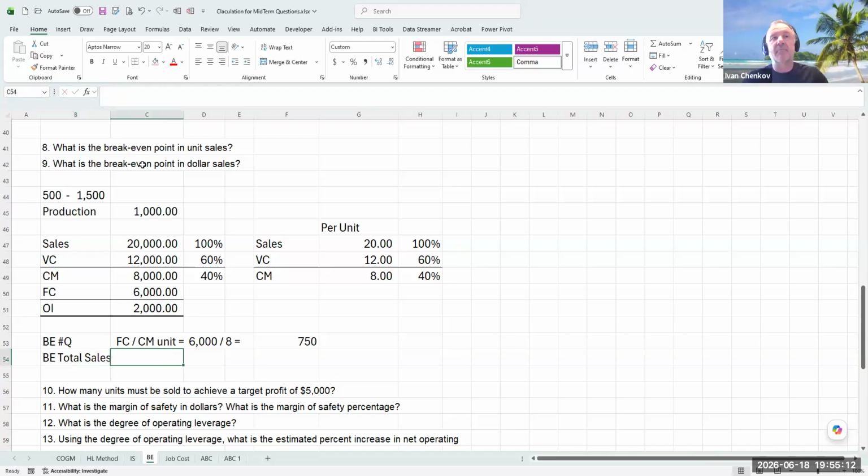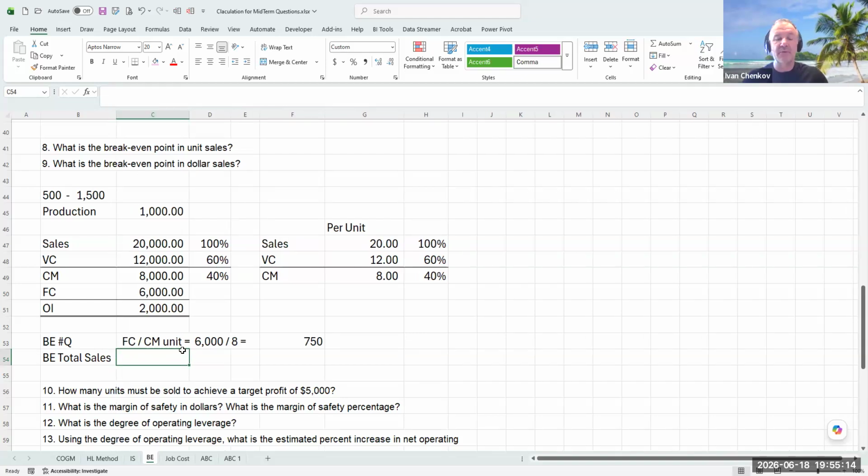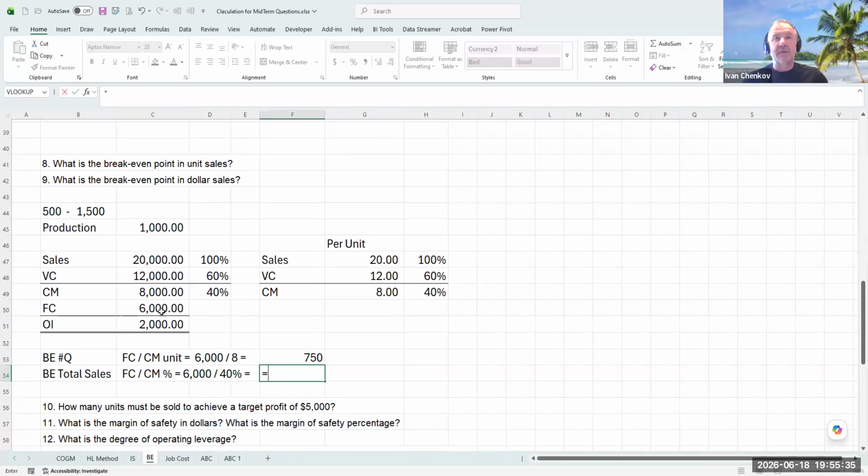Or break-even in total sales will be pretty much the same, but instead of contribution margin per unit, I'm going to use the contribution margin percentage. Which will be equal to, again, 6,000 divided by 40% in this case. And that will be equal to 15,000. If I generate 15,000 in sales, 40% of those 15,000 will be exactly 6,000, which will cover my fixed cost, and I'll be at break-even.